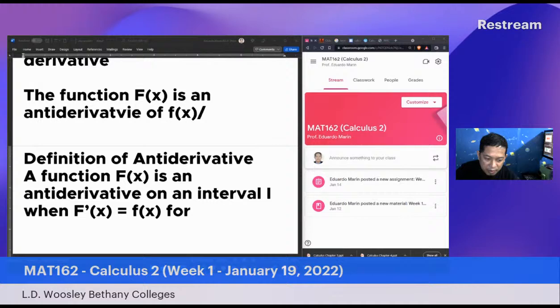Okay, this is for all x in an interval I. Alright? Let's have some sample here. Note that it is an antiderivative of f, rather than the antiderivative. So there are many possible antiderivatives. So there are possibilities, and we will know that from the nature.